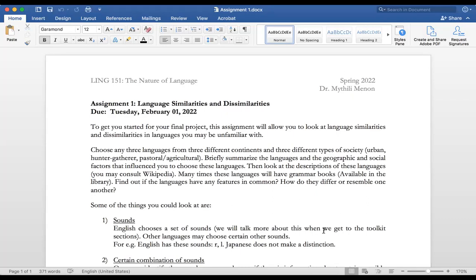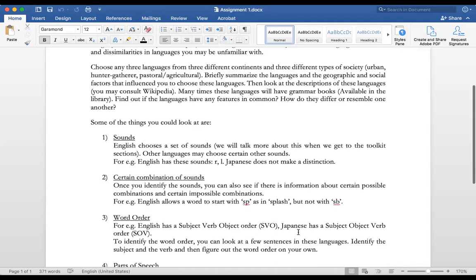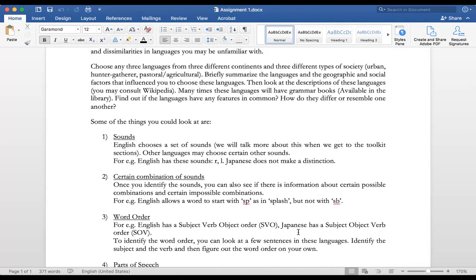So all the assignments for this class are geared towards making you think about your final project, your language, the language that you are going to create for this class. So to begin to do that, what I want you to do for this assignment is look at 3 different languages. By 3 different languages, I mean 3 different languages from 3 different types of society.